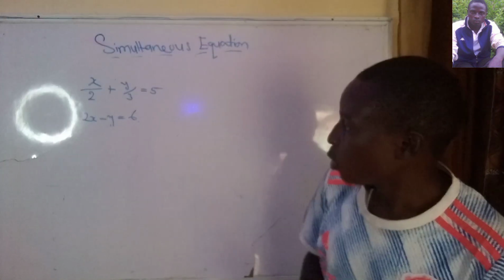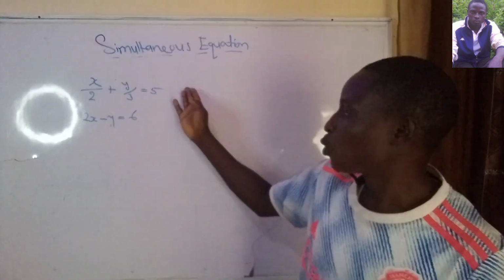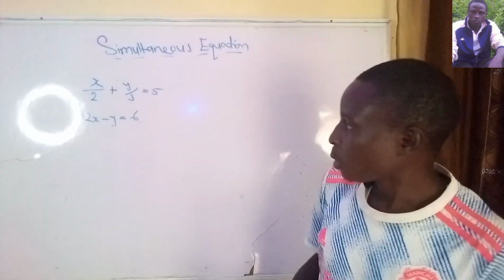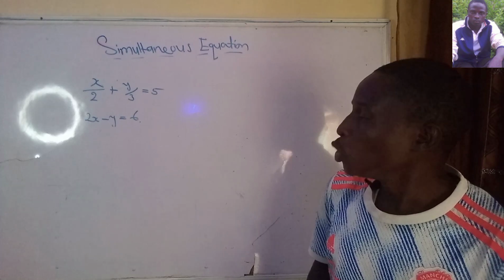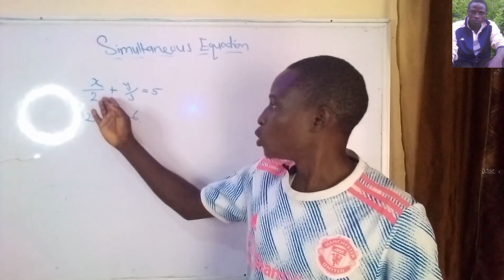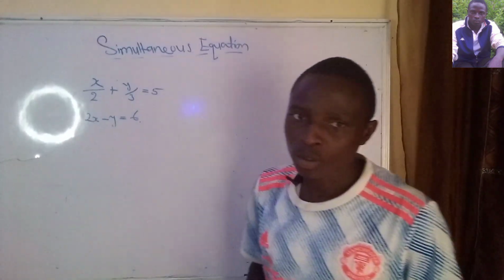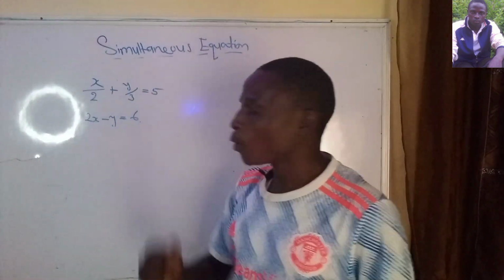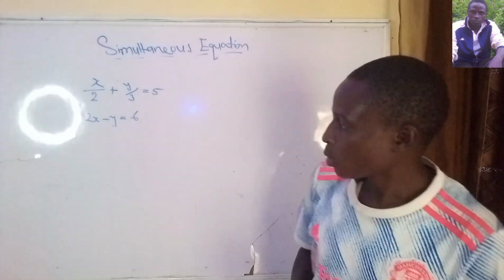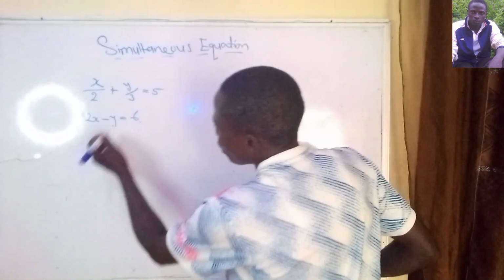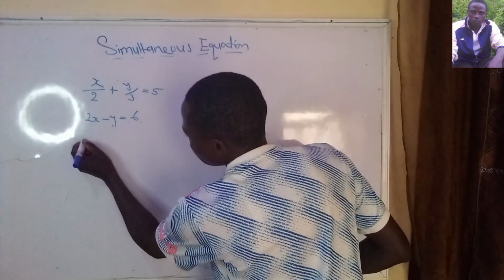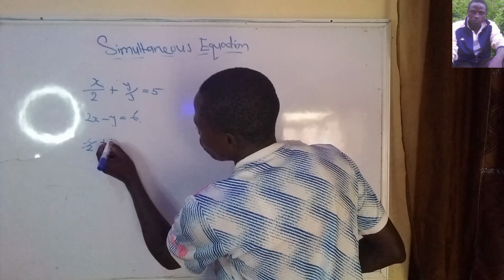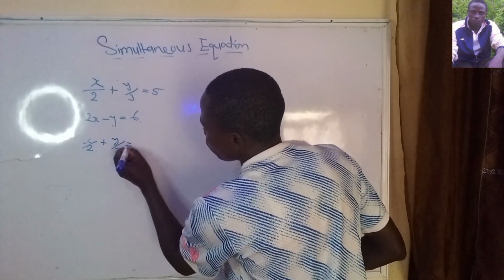In this case now, we can see the first equation is in the form of fraction. Then how are we going to do? It will now be better for us to simplify the first equation to make it in this form. Let's see. What I'm going to do is to bring down this equation. x all over 2 plus y all over 3 is equals to 5.